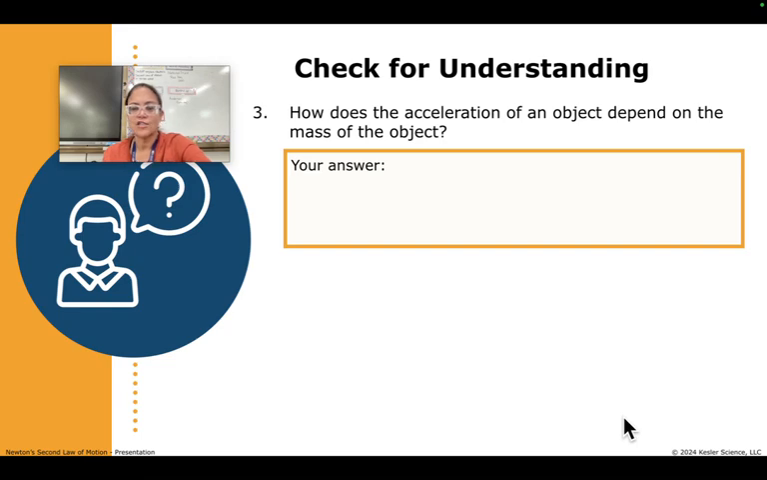How does the acceleration of an object depend on the mass of the object? Remember, that's the opposite. The mass goes up, acceleration goes down, because now it's harder to push it. If the mass goes down, acceleration goes up, because now it's easier to push it. So always just think about, if I change this, is it now easier or harder for me to push this thing? If it's easier, your acceleration goes up. If it's harder to push, your acceleration goes down, because it's harder.